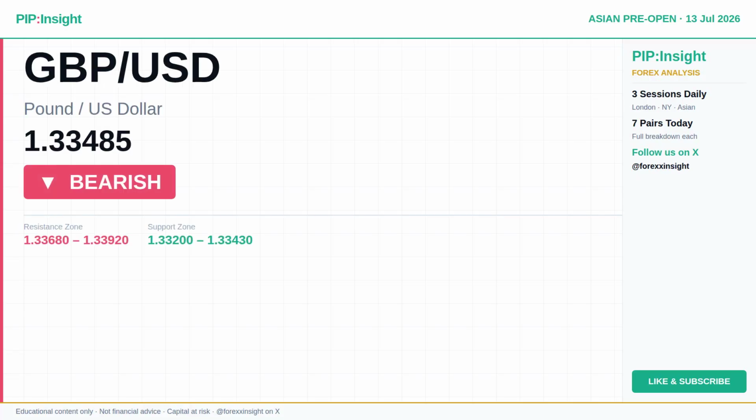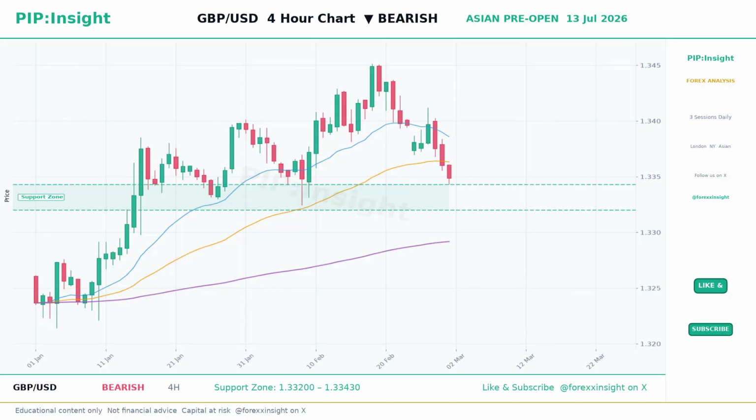Pound dollar. The chart is showing bearish structure on this session. The 4-hour trend is to the downside and the 1-hour is also pointing lower. Resistance is marked between 1.3368 and 1.3392. Support is marked between 1.332 and 1.3343. Here is the full chart breakdown.